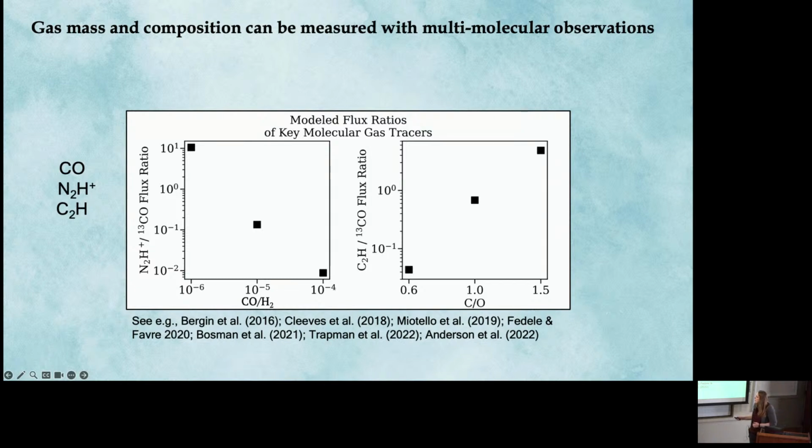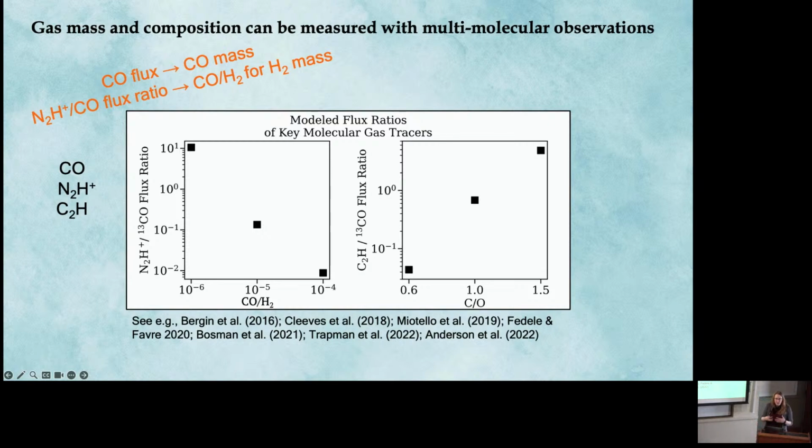In particular, for the gas mass, we're interested in using a combination of N2H+ and CO. So we use the CO flux to get the CO mass of the disk, and then the ratio of N2H+ to CO is sensitive to the CO to H2 ratio. So using the scaling factor, we can then get our total H2 mass. We don't measure the H2 mass directly because H2 is unobservable at these cool disk conditions, so we need to use some indirect tracer to back out the total H2 mass.